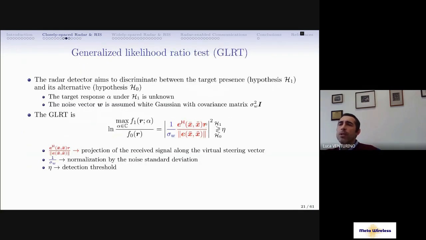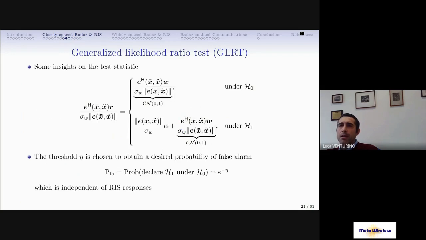So what we do here is basically project the received signal along the virtual steering vector. Then we normalize what we get by the noise standard deviation. And finally, we compute the square magnitude. And this is what we compare against a threshold eta. If we have a threshold crossing, we declare the presence of the target. If we don't have a threshold crossing, we declare the absence of the target.